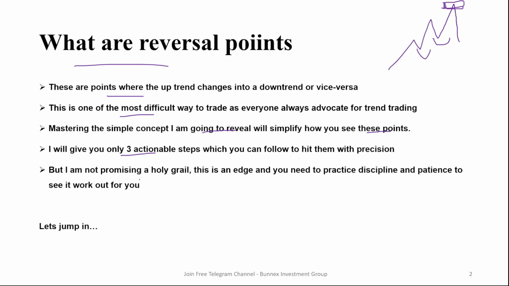But I'm not promising a holy grail. This is an edge and you need to practice discipline and patience to see it work for you. By edge, I mean that it works on a probability, meaning out of 10 trades, probably you're going to have 7 or you're going to have 6 or even 5 out of 10. In some cases, the market is not predictable. We might have a 10 out of 10 or a 9 out of 10, or sometimes we may actually be below half. So let's jump in without wasting much of our time.